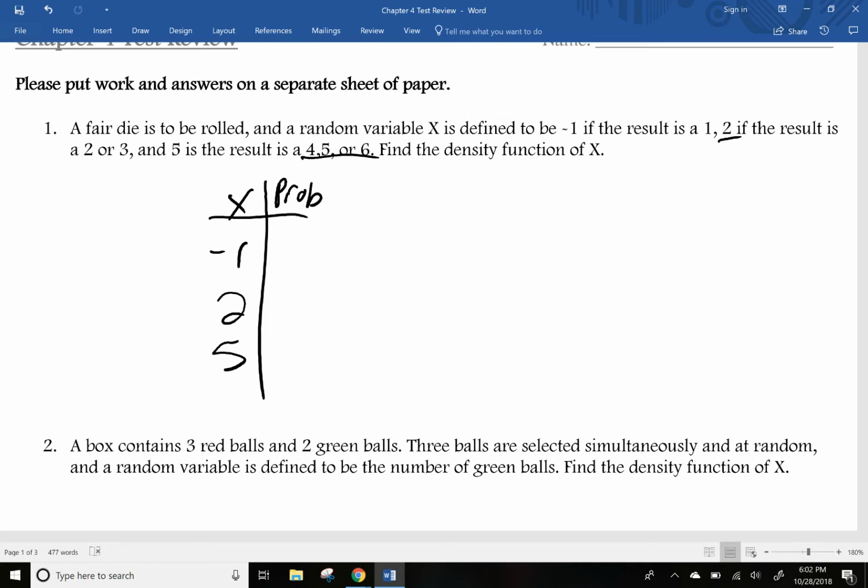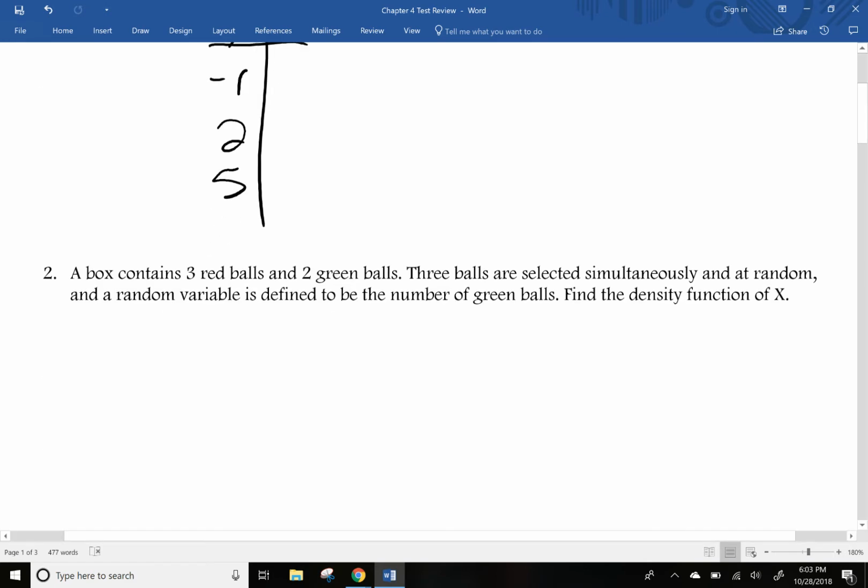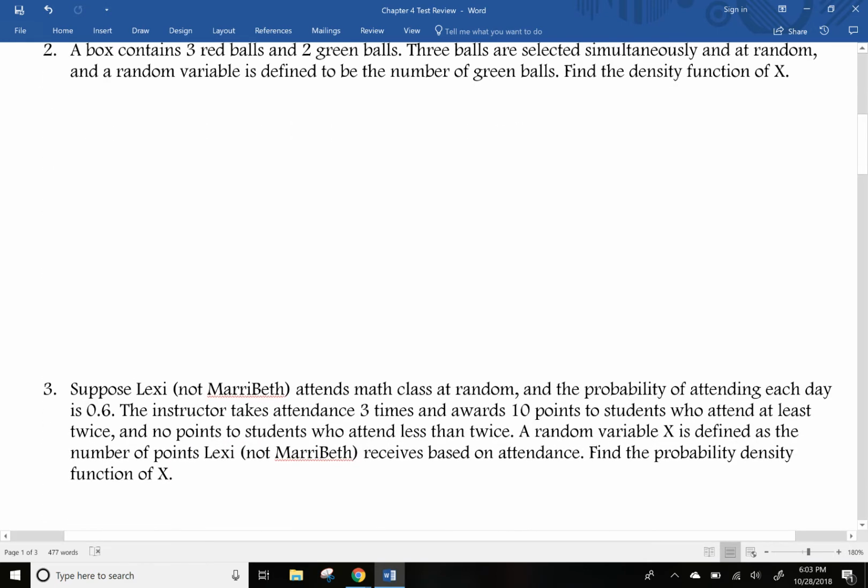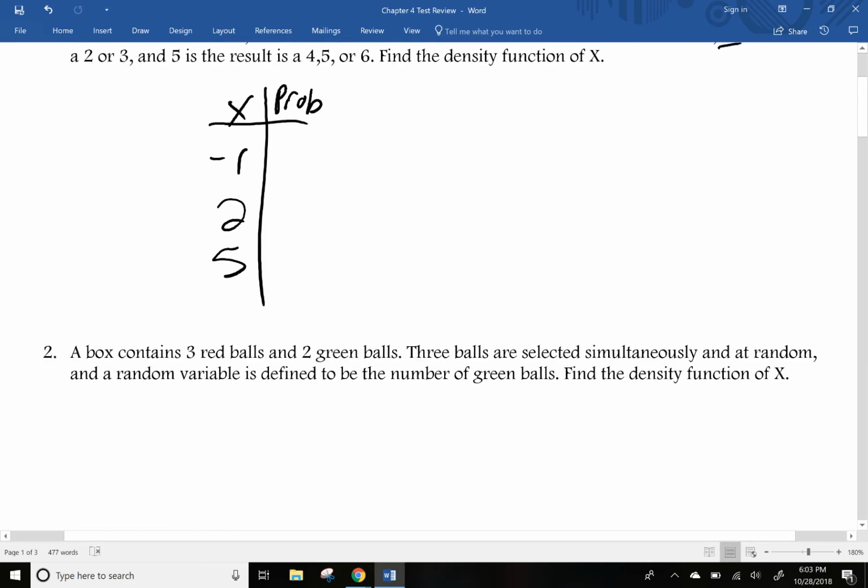So 5 is obviously 3 out of 6 chance because there's 3 different outcomes. Those 3 outcomes would make the random variable 5. So 3 out of 6, or 1/2. But that's your probability density function. That's all it's asking, by the way. Probability density function just wants a table.